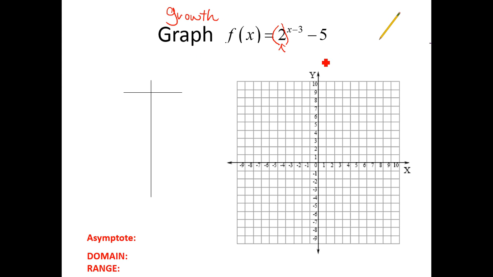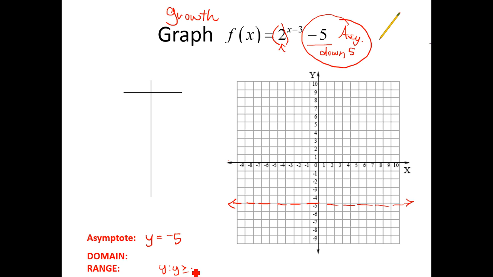Okay, but now the graph is moving down 5. Guess what? The up and down affects the asymptote. So I already know that the asymptote is going to be -5 here because the graph completely shifts from being at the 0 mark down to the -5. So I already know the asymptote is -5. Okay? And then the range is going to be greater than -5 because my graph is going to go up because it's a growth graph.